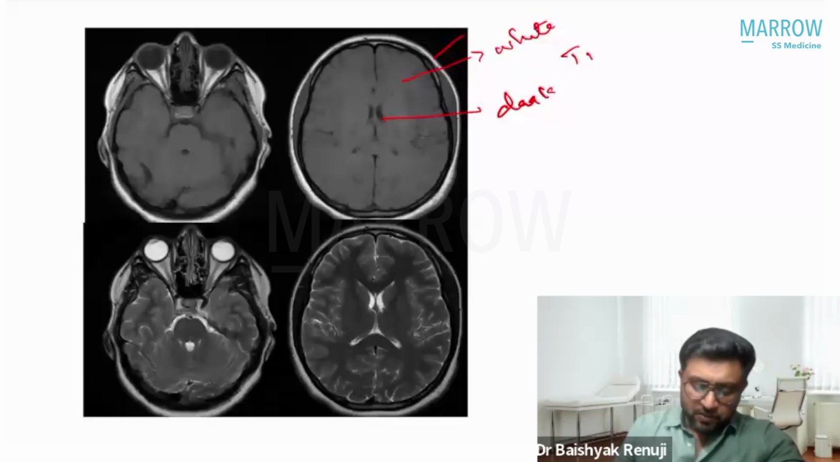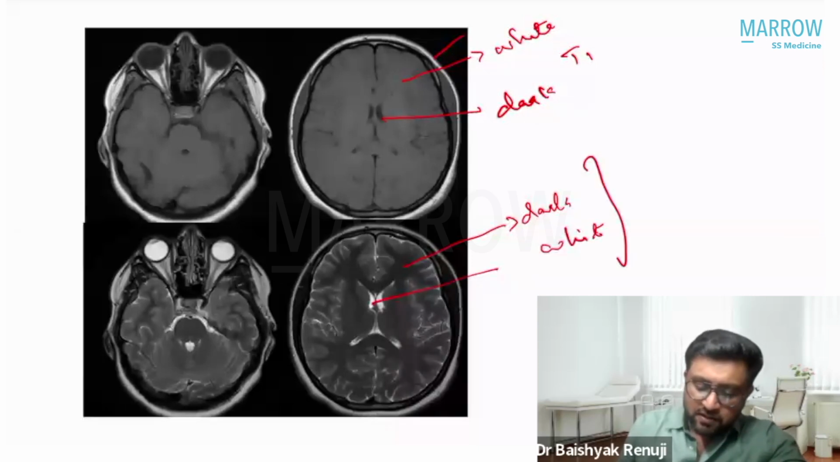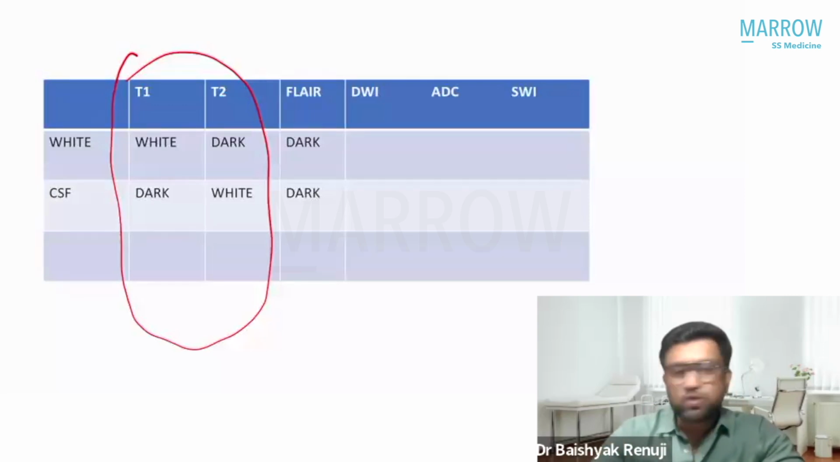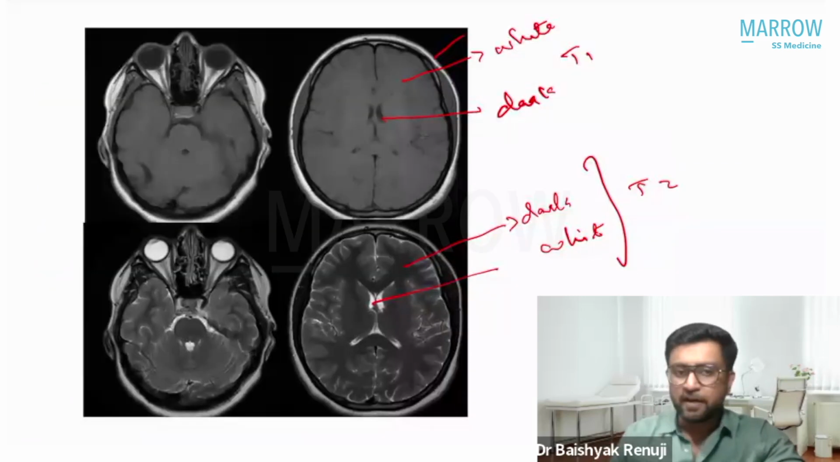Then in the image below, you see that white matter is dark and CSF is white. So this is a T2 based image. So CSF and white matter are the two things you should see. If CSF is dark and white matter is white, that is T1. If CSF is white and white matter is dark, that is T2. Clear? So that is T1 and T2.